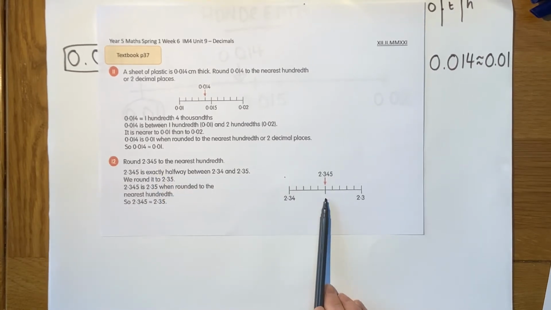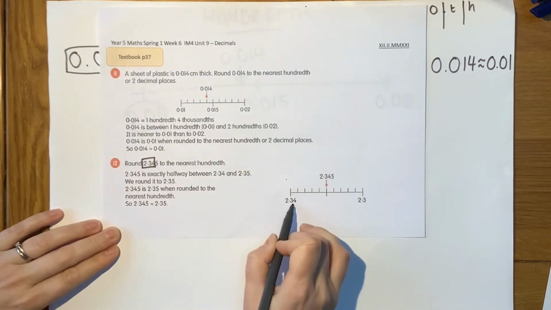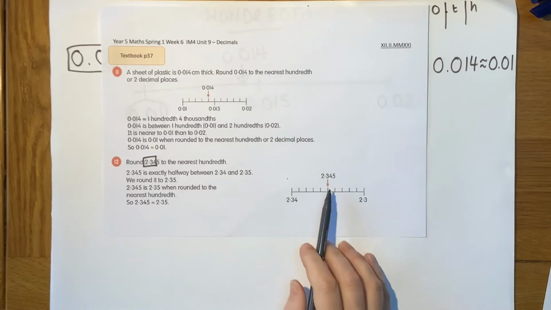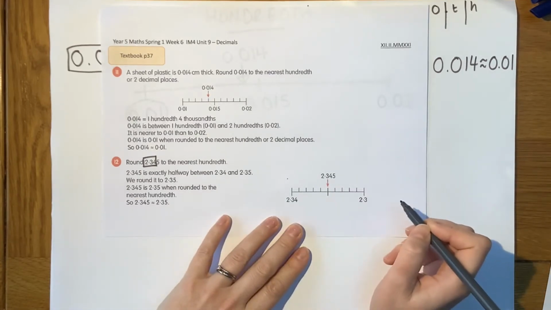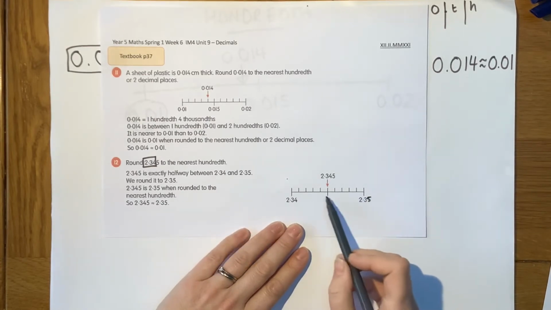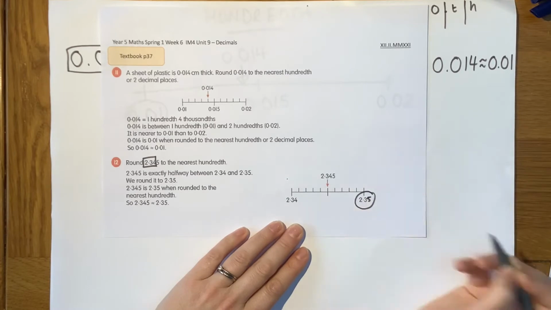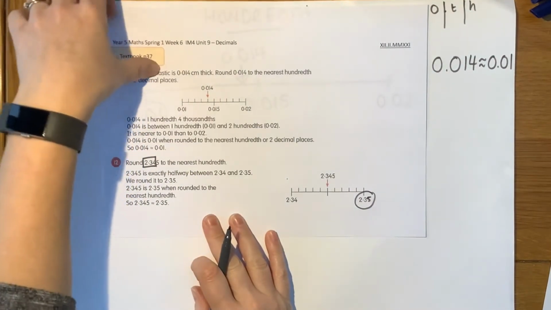It's done here for us. So 2.34 is the hundredths we were looking at. That's how we work out where we go. Because it's exactly halfway, we always round up. Oh, there's a 5 missing there. That's not good, is it? We always round up. So we're going to round up to 2.35. Okay. Let's have a look at number 13.